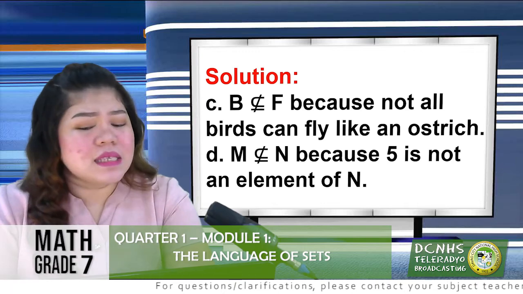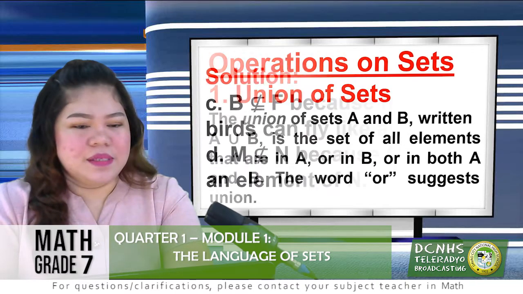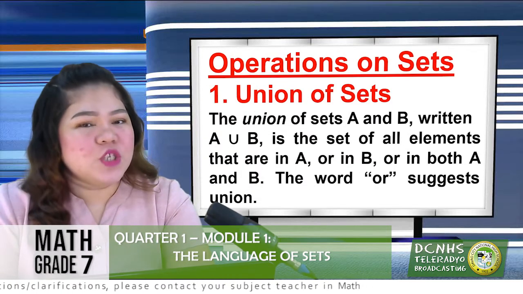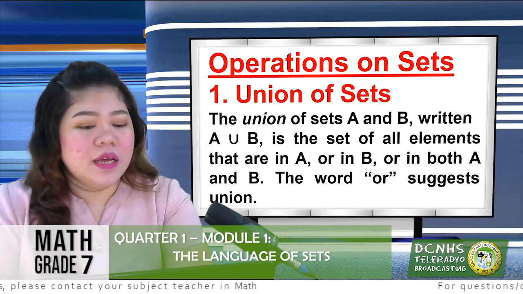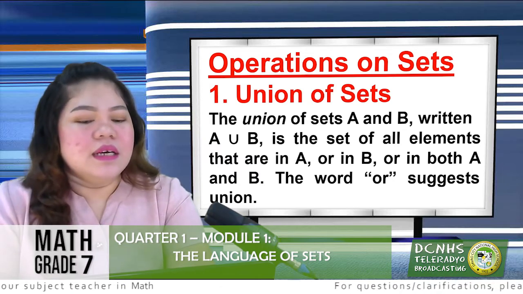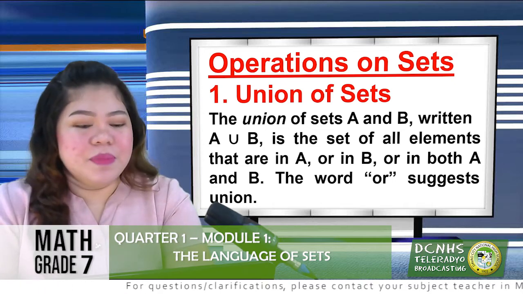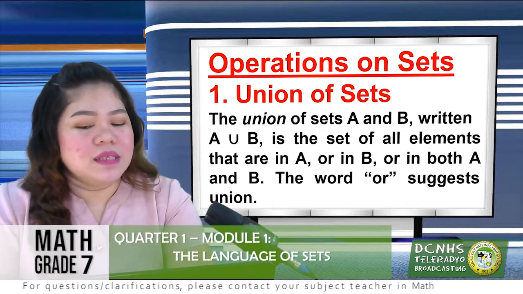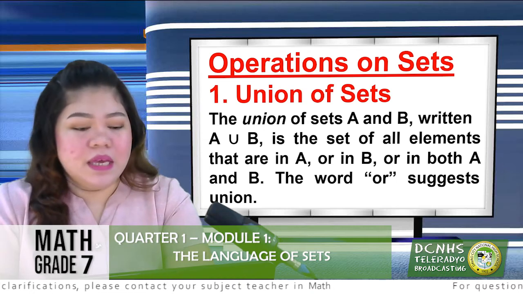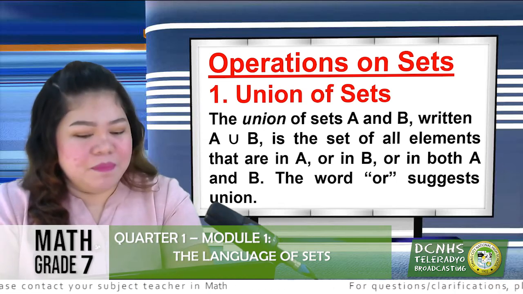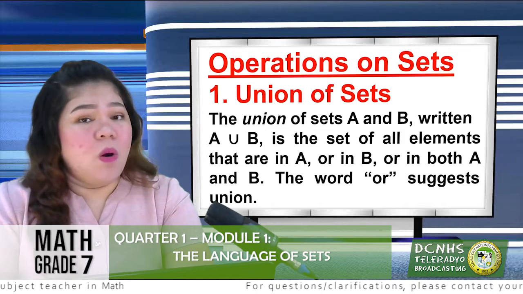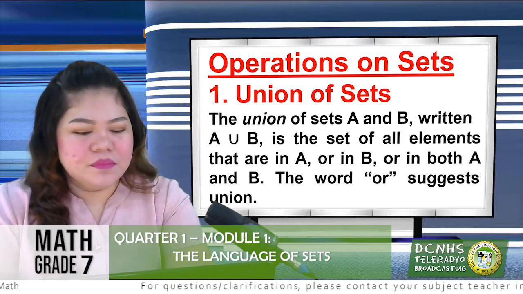Lastly, let us discuss operations on sets. Operations on sets. Number 1, the union of sets. The union of sets A and B, written A union B, is the set of all elements that are in A or in B or both A and B. The word or suggests union.